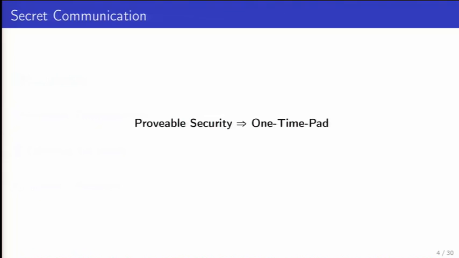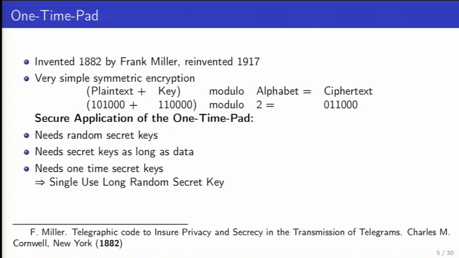So, the introduction. Let's assume we would like to communicate in secrecy. It would be preferable if you can use a provable security, and for provable security we need the one-time pad. The one-time pad is a very simple symmetric encryption algorithm, and it was invented in 1882 by Frank Miller, and later, I think in 1970 and 1980, reinvented.